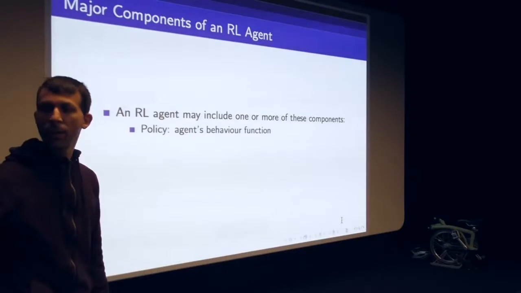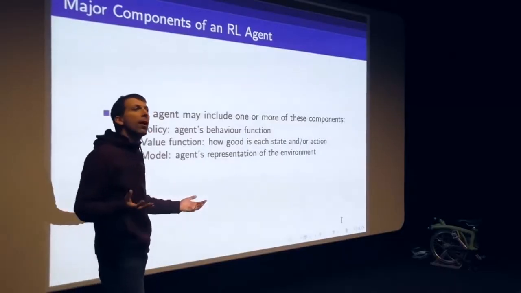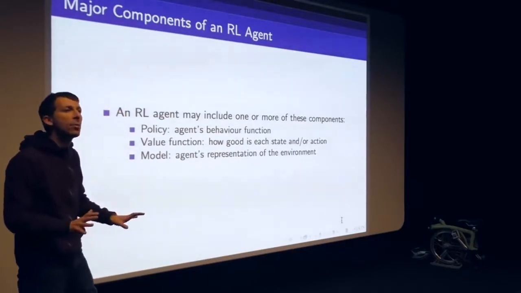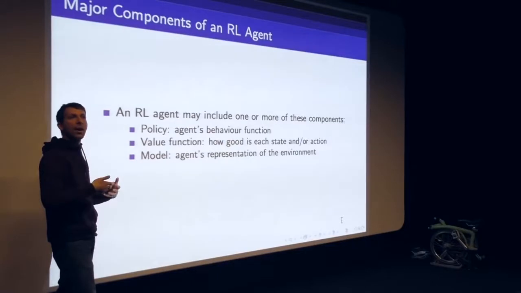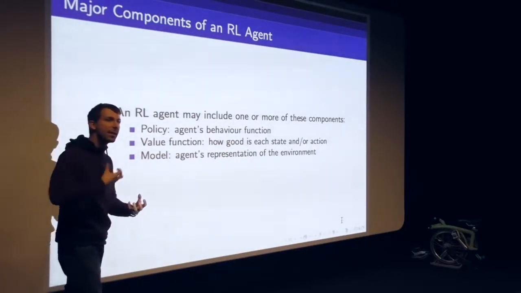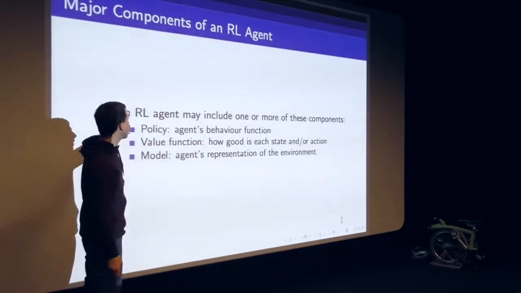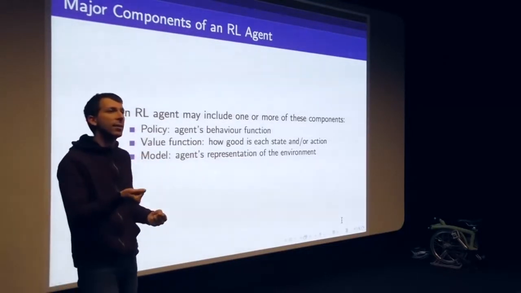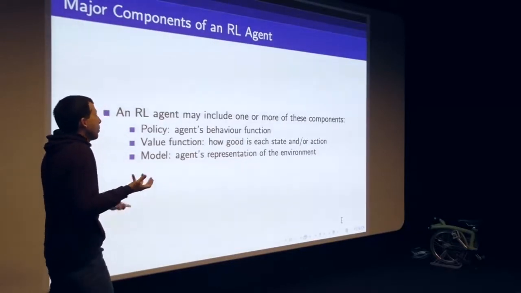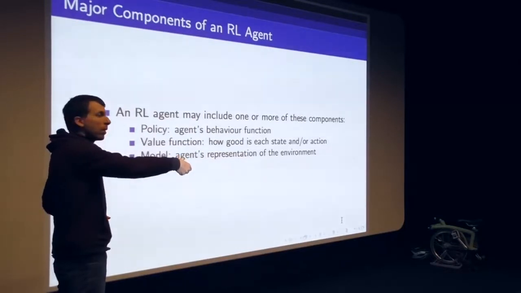So an RL agent may include one of these 3 things. These are the main objects for reinforcement learning. They're not the only ones, so I don't want you to think this is an exclusive list. But these are the main concepts that we're going to talk about, the main pieces you may or may not have inside your agent. The first one is what we call a policy. This is how the agent picks its actions. It's its behavior function. It's the way that it goes from its state to a decision about what action to take.